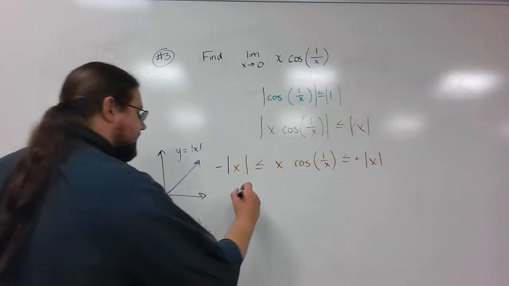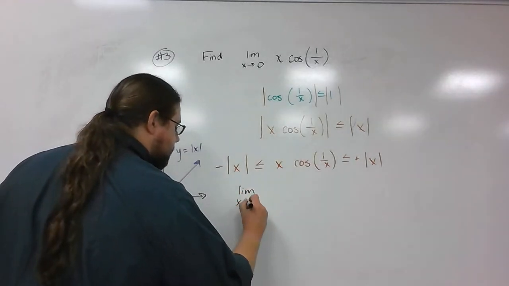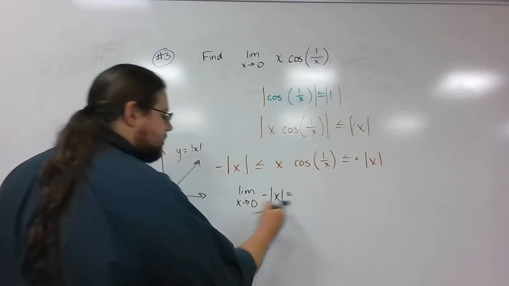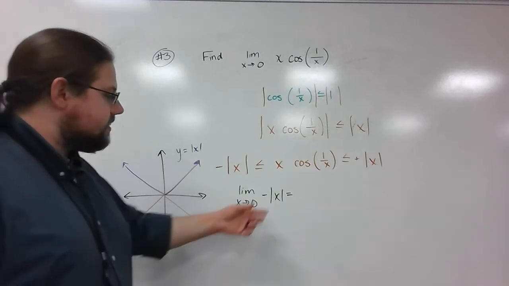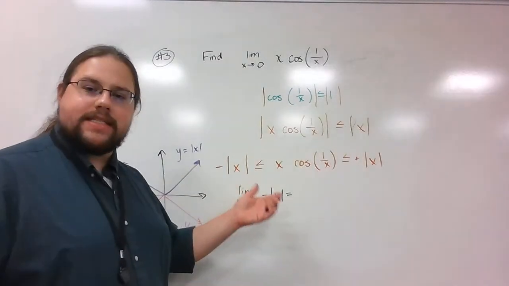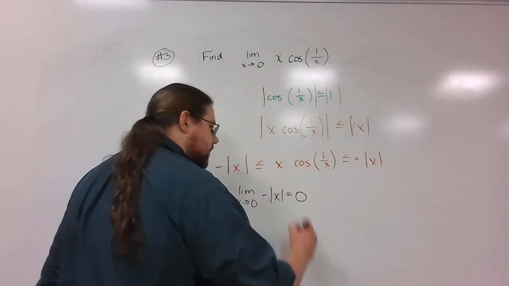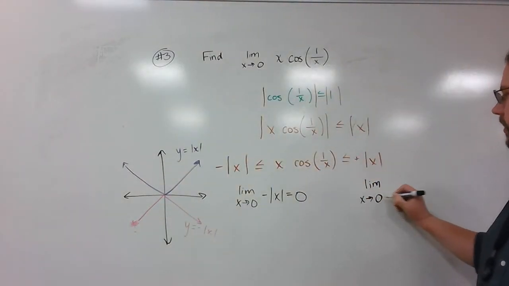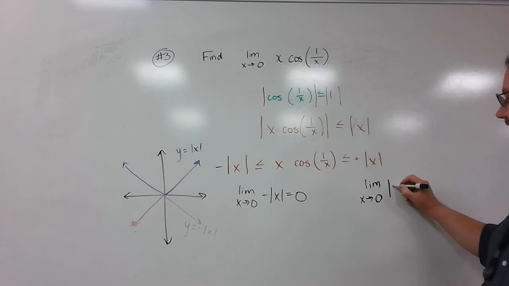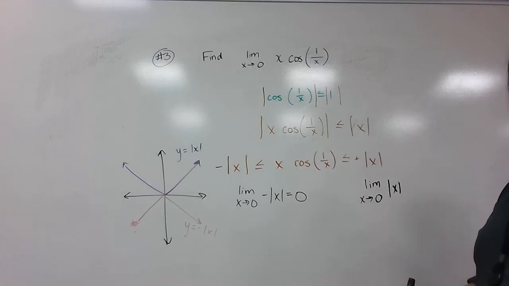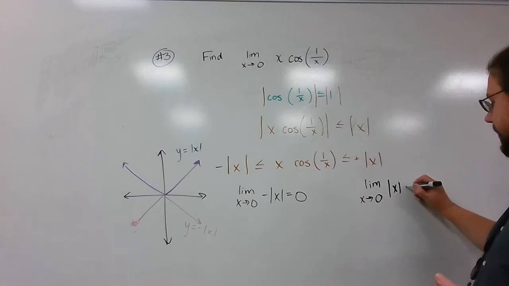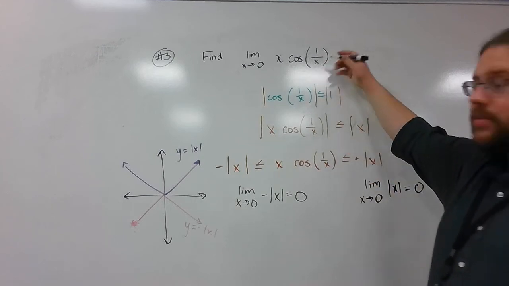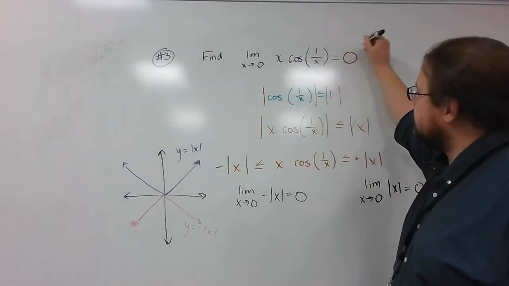In this case, I'm going to take the limit as x approaches 0 of the negative absolute value of x. If I just plug in 0, guess what happens? We're taking the absolute value of 0. It's 0. Make it negative. Still 0. On the other side, we're going to take the limit as x approaches 0 of the positive absolute value of x. Again, plug it in. Absolute value of 0 is 0. So my answer is 0. That means that this function up here at the top, its limit is 0.